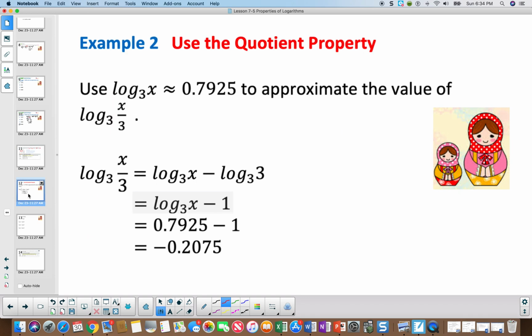Let's go ahead and use that. I have log base 3 of X equal to this, and I want to approximate the value of log base 3 of X over 3. So this is like A divided by B. And so I know that the log of a quotient is the difference of the logs, so I'm going to separate them. I know this answer is 0.7925, and these will undo each other, and you'll just have 1. And then when I subtract, I will get this answer.